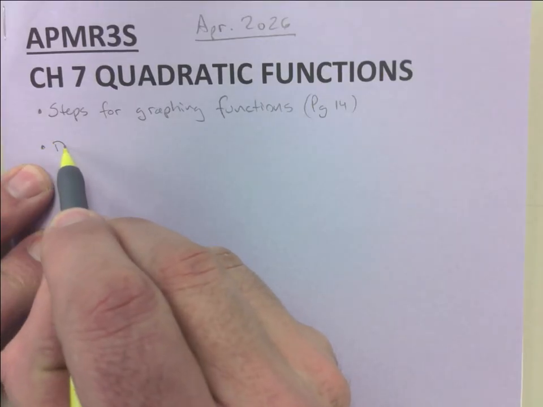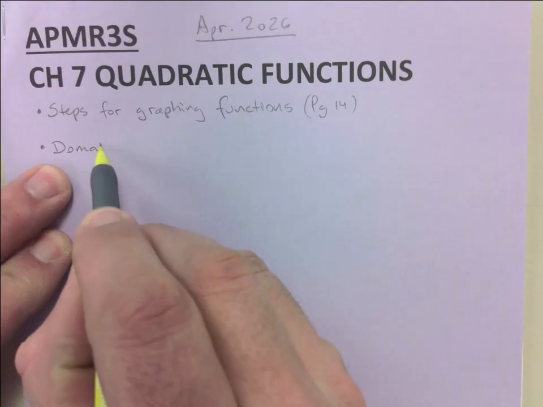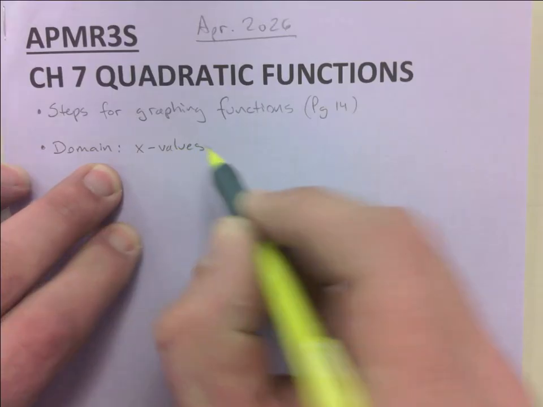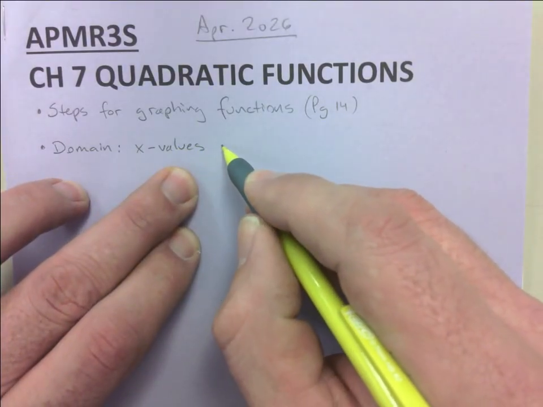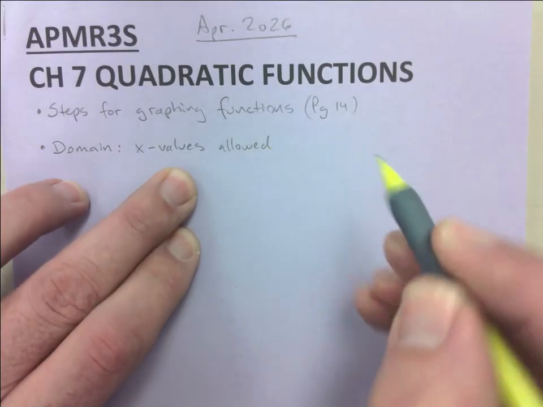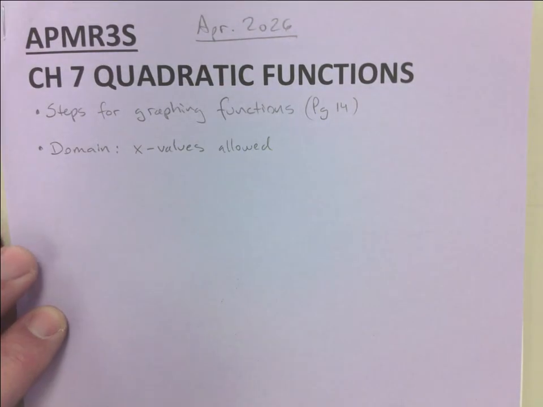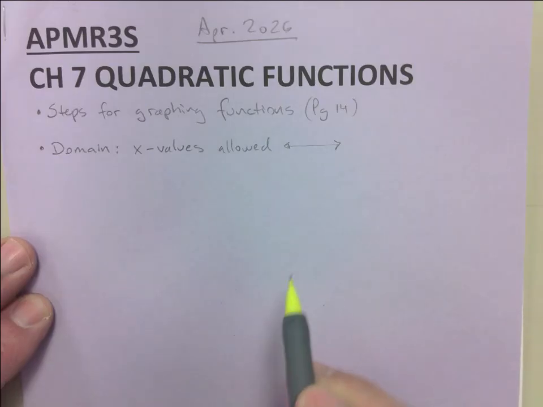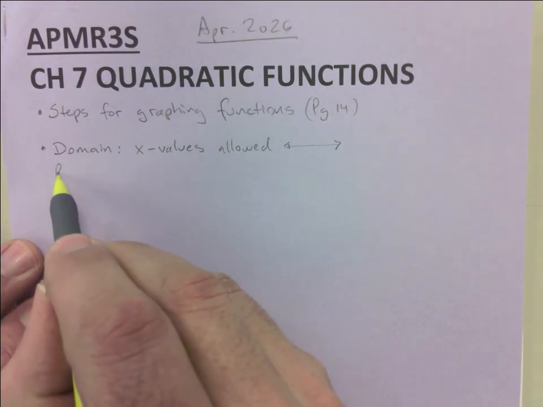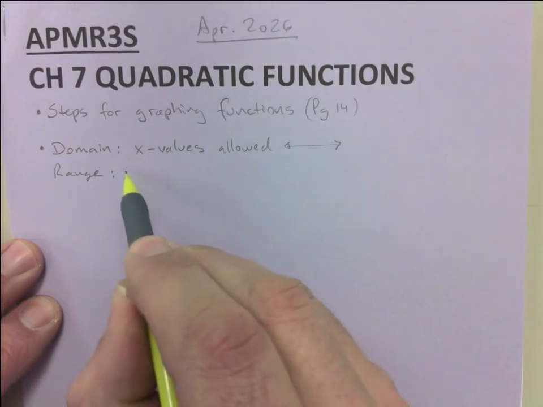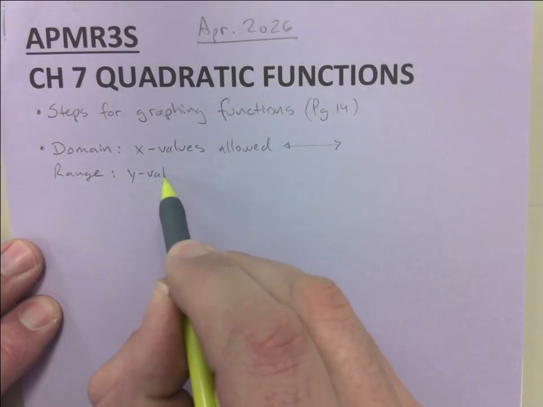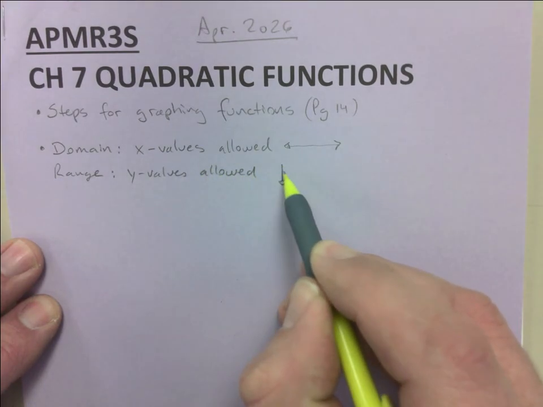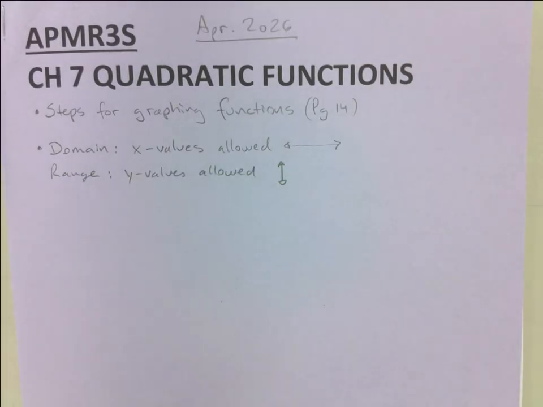Okay, so for domain, it's all the x values allowed. Okay? And so in a sense, you're thinking of horizontal movement. Okay? Range is the permissible y values. You're thinking of this, right?